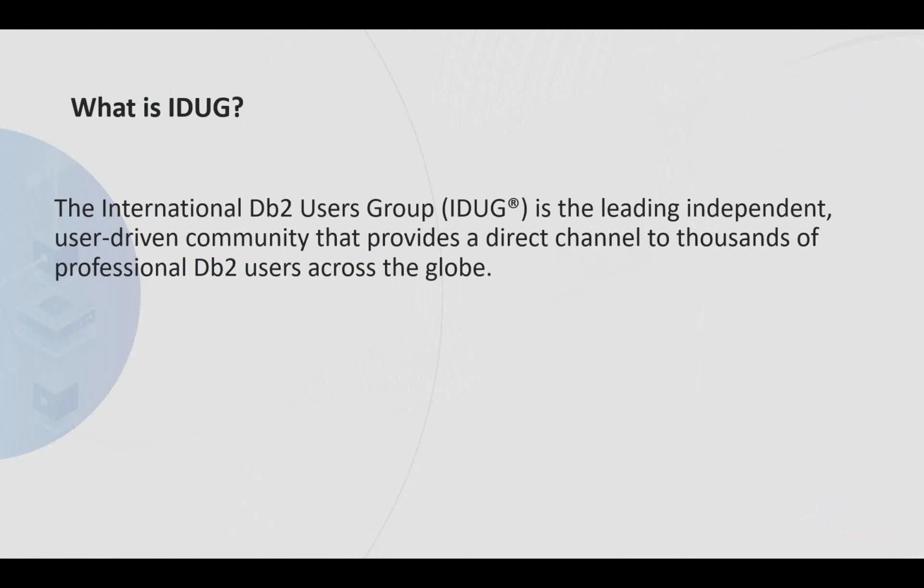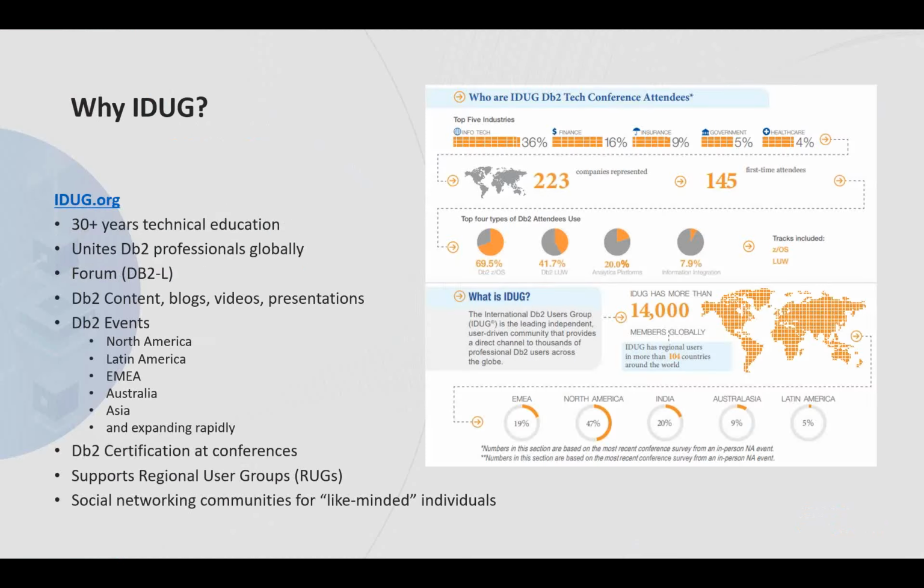So a little bit of history. What is IDUG? It's an international DB2 user group, a leading independent, user-driven community that provides a direct channel to thousands of professional DB2 users across the globe. Okay, so that's kind of our mission statement. That's what we strive to be and achieve. And why IDUG? Why is IDUG important?